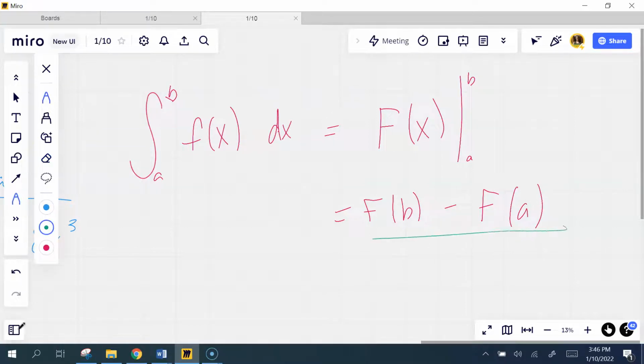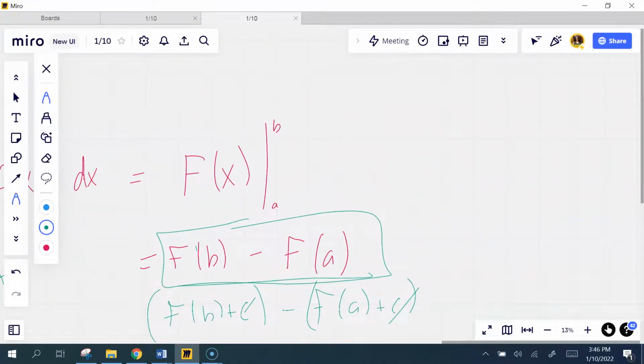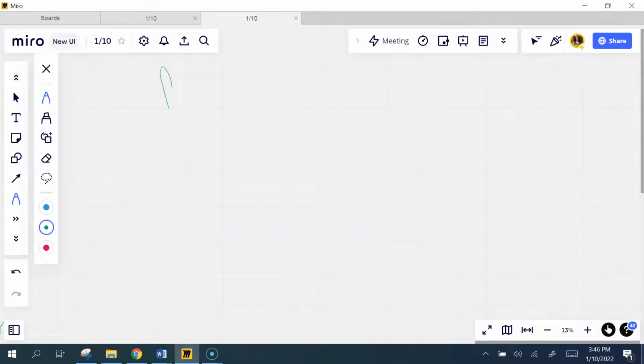If this is true, antiderivative plus c, so if this is f of b plus c, but then I have to subtract f of a plus c. Well, what's going to happen when I do that is that the c's are going to cancel. So I really don't have to worry about the c's here because I'm evaluating at specific points, okay? So for example, let's say I wanted to evaluate 2 over x plus 1 dx.